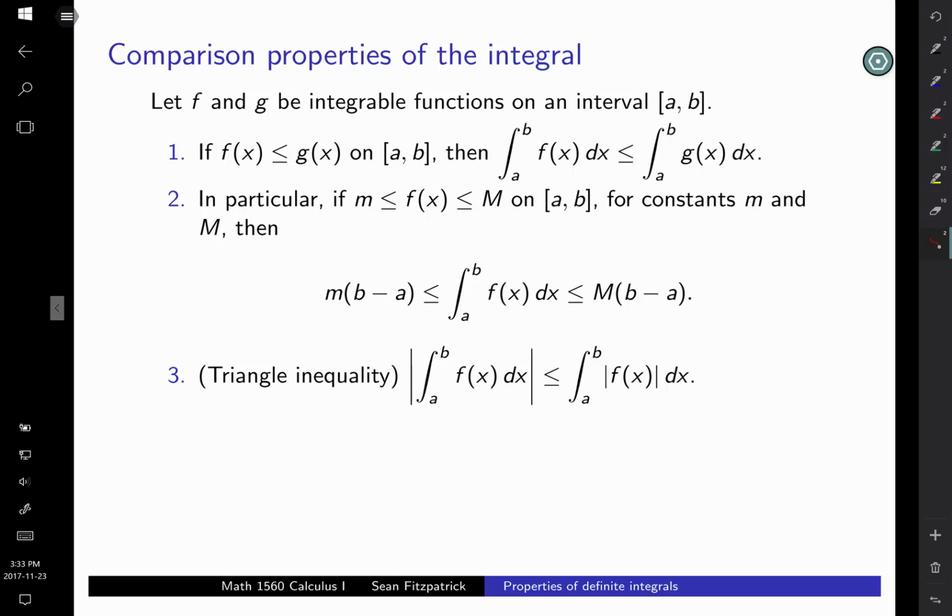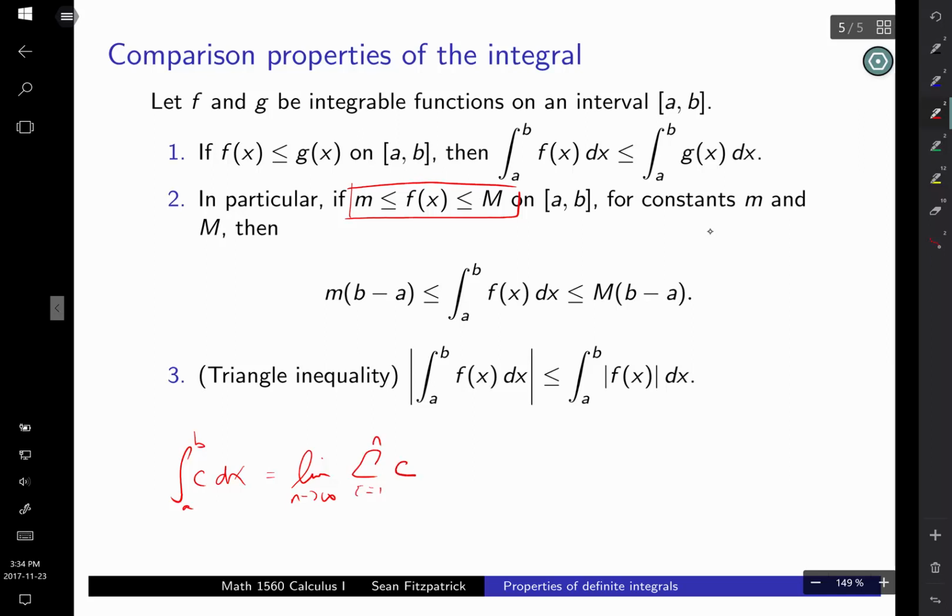And a particular example of this is if you have bounds for your function. If you have, say, an absolute min and an absolute max, so we have this sort of inequality. The little m and the big M here are constants. Well, notice that if you want to integrate a constant, the integral from a to b of a constant, what is that? Well, that would be the limit as n goes to infinity of the sum, i going from 1 to n, of simply a constant times delta x.